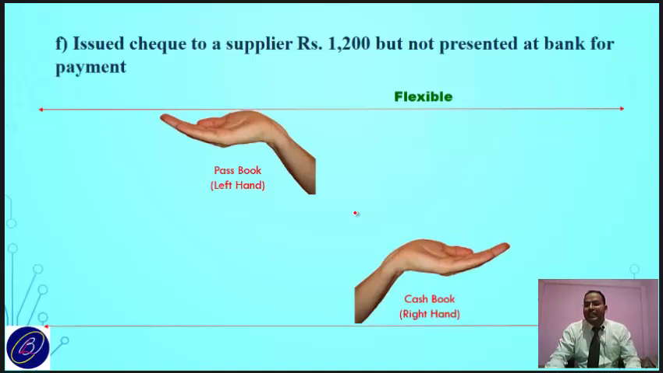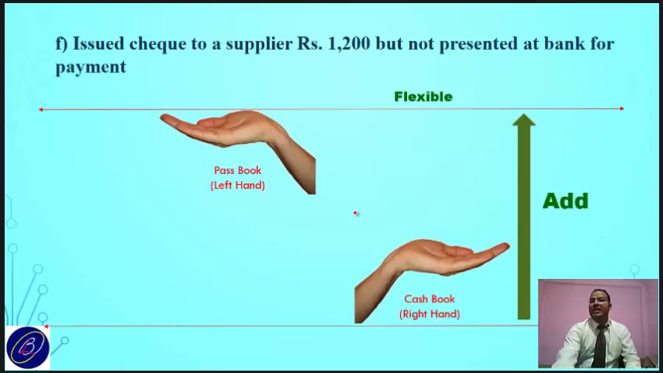Passbook is more, cash book is less. So what you have to do? You have to increase the cash book so that it will be equal. Increase the cash book, it means that you have to add 1200 to the cash book. I have added it.